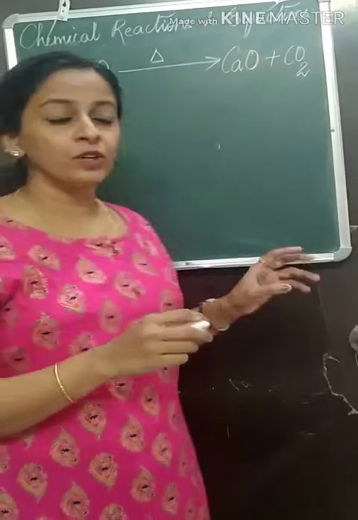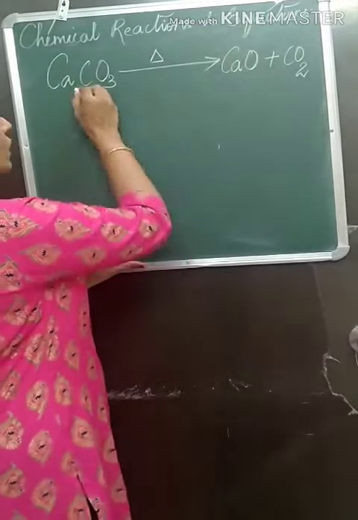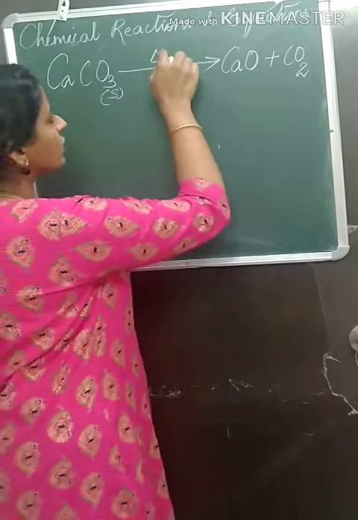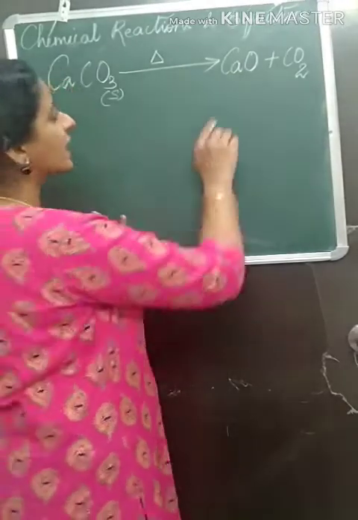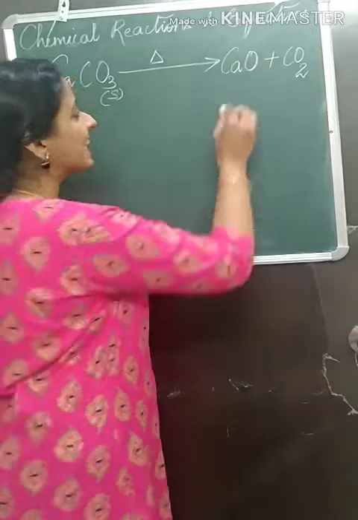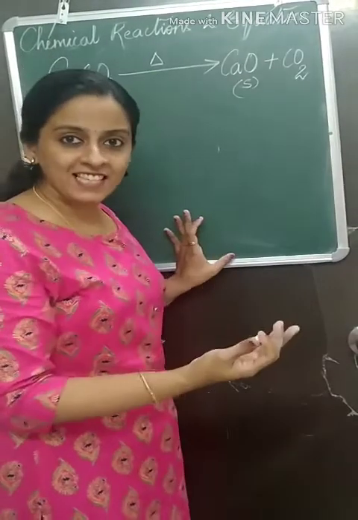Now here, I told you, the state of the reactants and products should be mentioned. Calcium carbonate or limestone, solid state. You're heating, so that is mentioned, a special characteristic. And here, CaO, calcium oxide or slaked lime, again in solid state. And carbon dioxide is a gas.